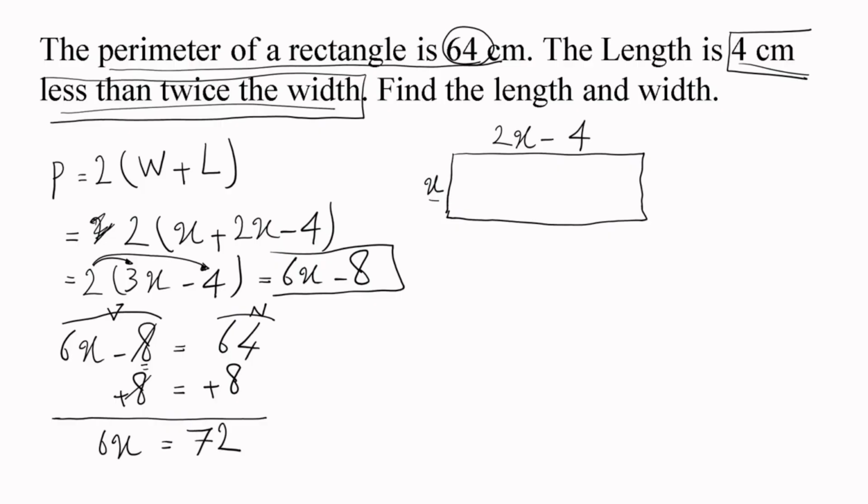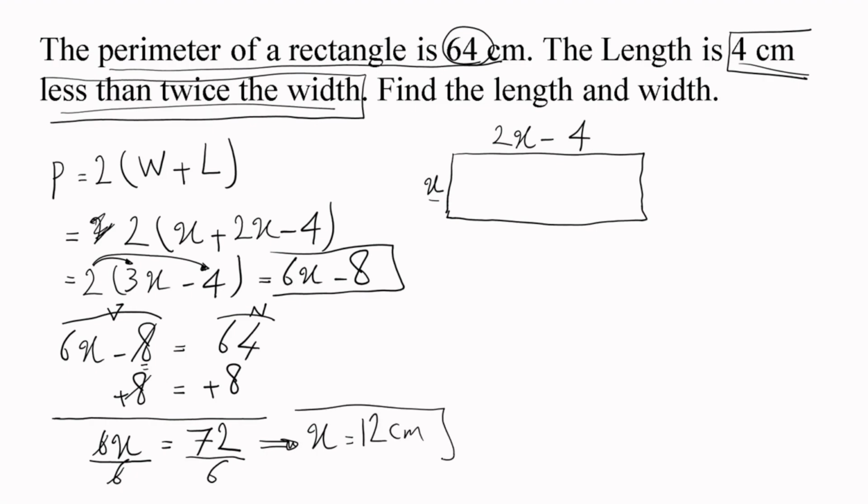Now I must make the coefficient of x 1. How? By dividing this side by 6. And every operation that I do with one side, I must do exactly the same with the second side. These two are going to cancel each other out. And finally, x is equal to 72 over 6, which is going to be 12 centimeters.